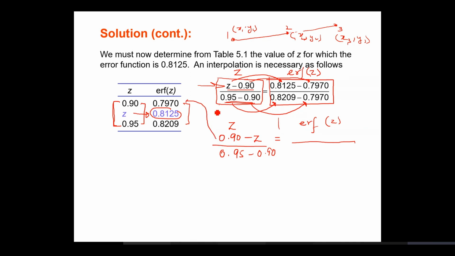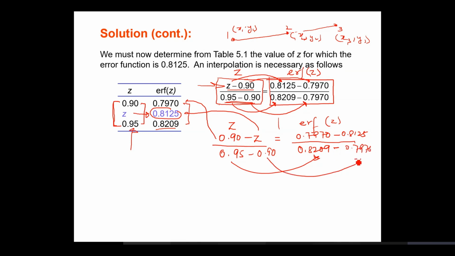मेरे पास है 0.7970. आई राइट 0.7970 माइनस z के कॉरस्पॉन्डिंग वैल्यू जो है 0.8125 है, सो आई राइट 0.8125, एंड देन आई विल टेक द वैल्यू फॉर 0.95 व्हिच इज 0.8209, इसके कॉरस्पॉन्डिंग वैल्यू माइनस 0.7970, 0.7970, the value corresponding to this point. इसको solve करके I can find out the value for z. Clear enough?